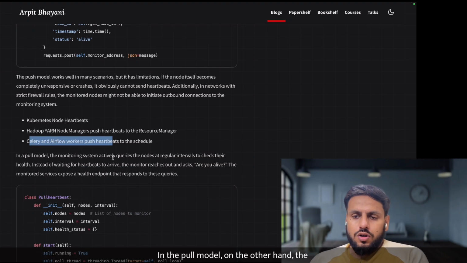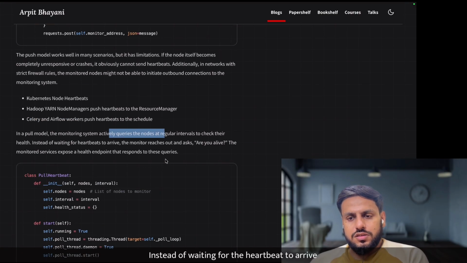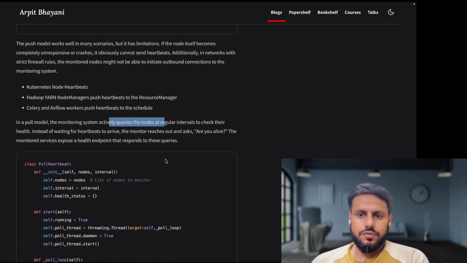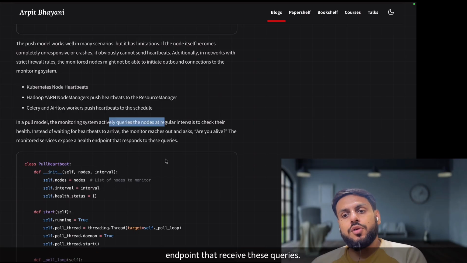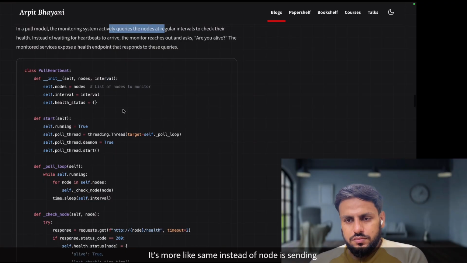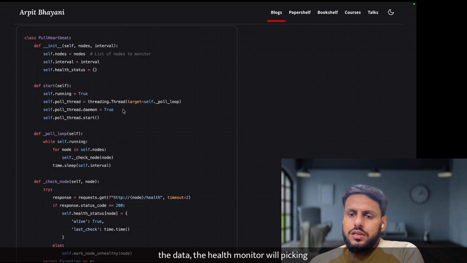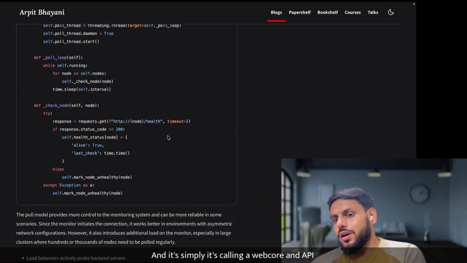In the pull model, on the other hand, the monitoring system actively queries nodes at regular intervals to check their health. Instead of waiting for their heartbeat to arrive, the monitor reaches out and asks, "Are you alive?" The monitored service exposes a health endpoint that receives these queries. So instead of the node sending the data, the health monitor picks up the data from the nodes, or simply calls a web API kind of thing.